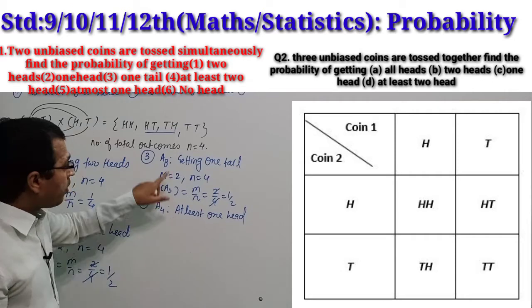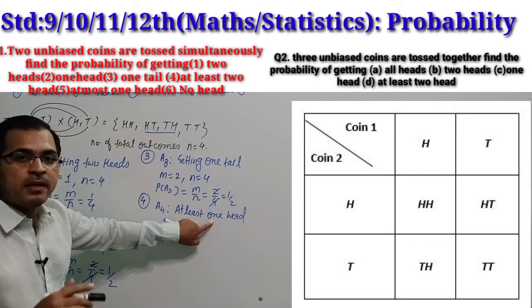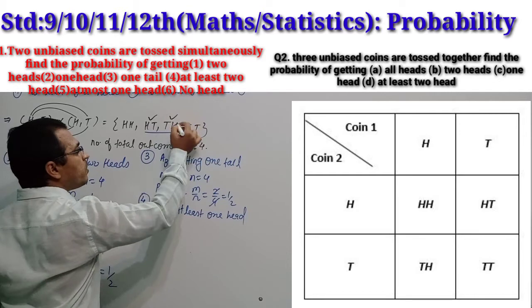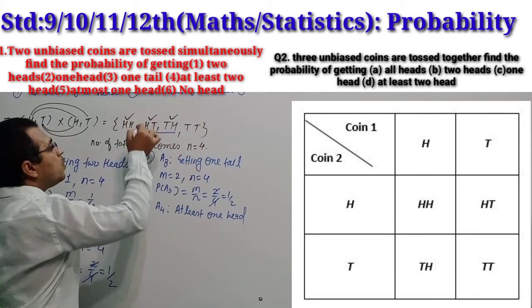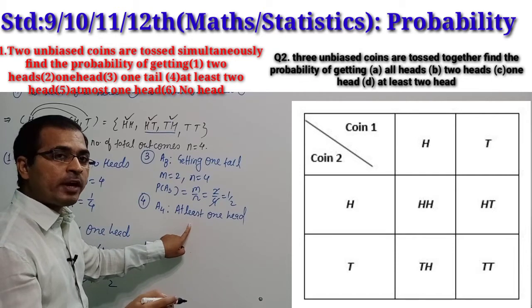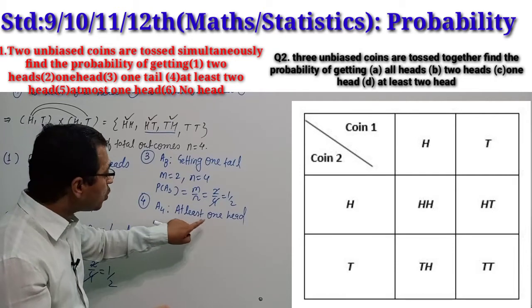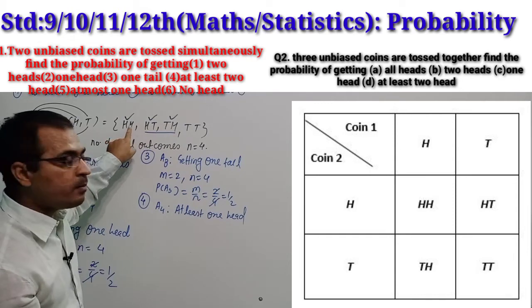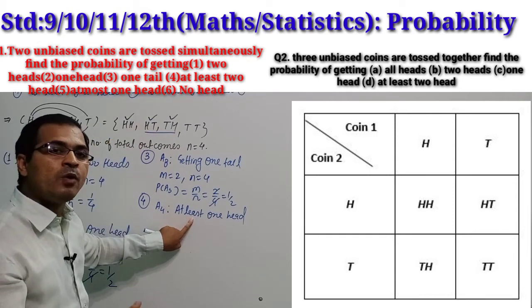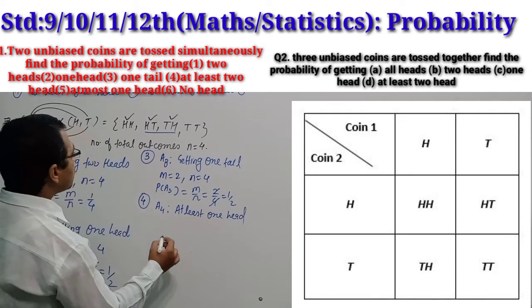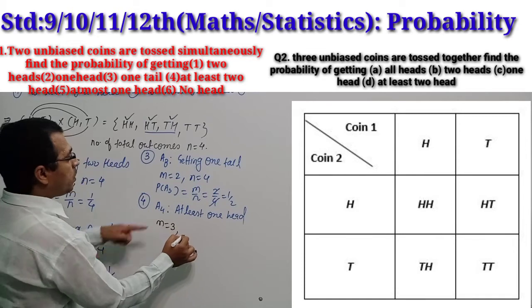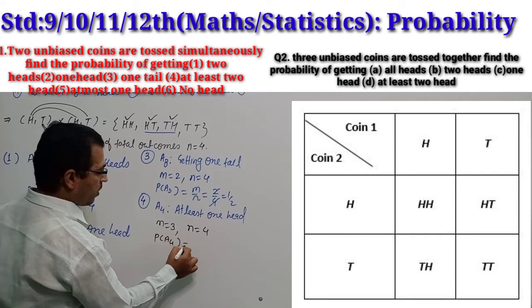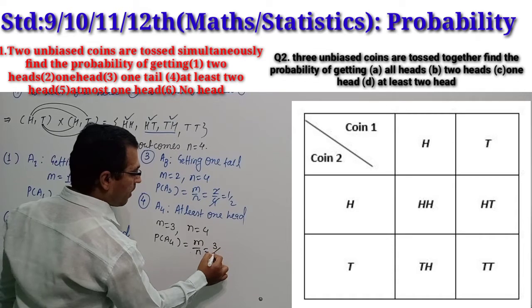So in how many pairs can you see at least one head? It is okay if you are getting more than one head, right students? In this pair you are getting one head, in this pair one head, and here you are getting two heads, because it is okay to get more than one head, but it should not be less than one. So your favorable event is 3 and the total number of outcomes is 4.